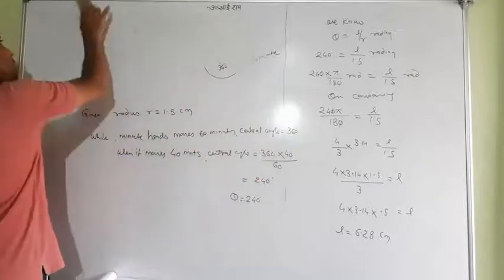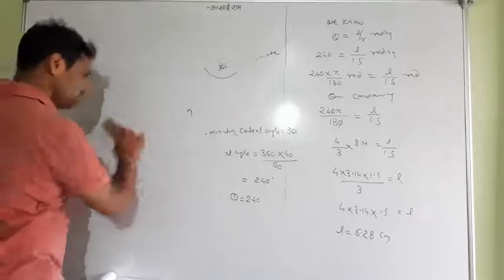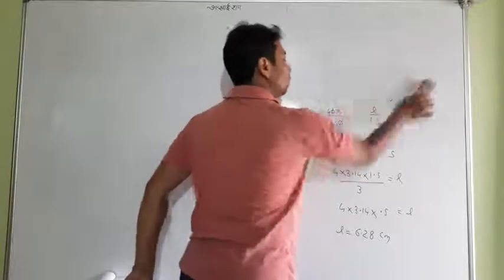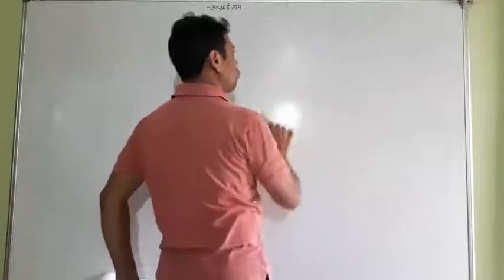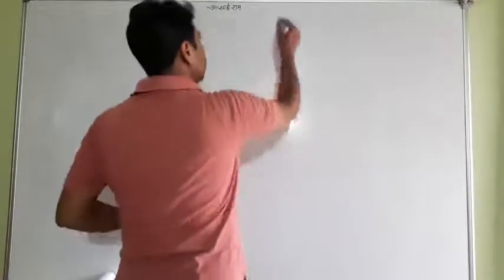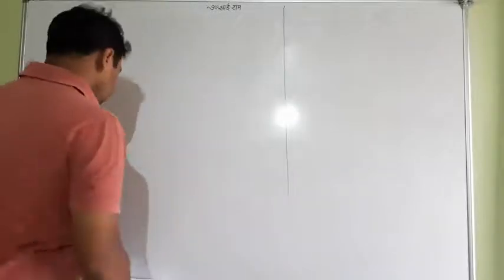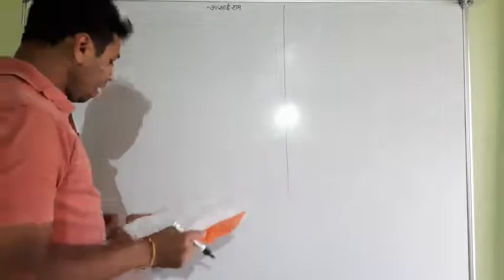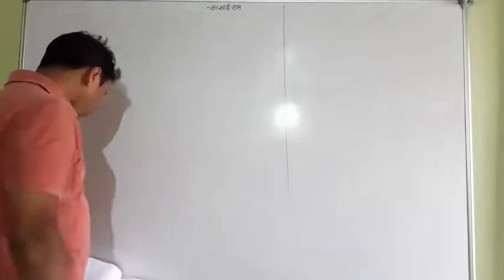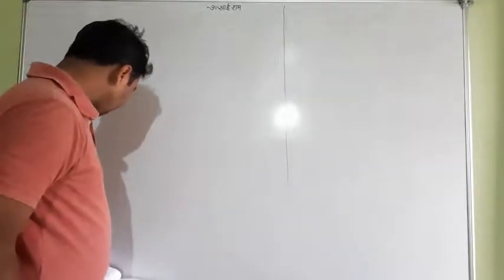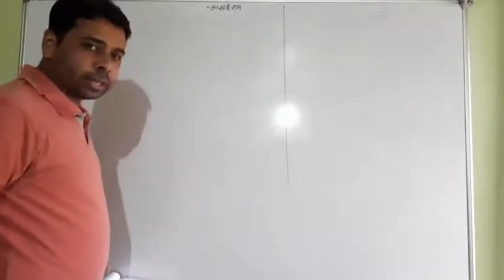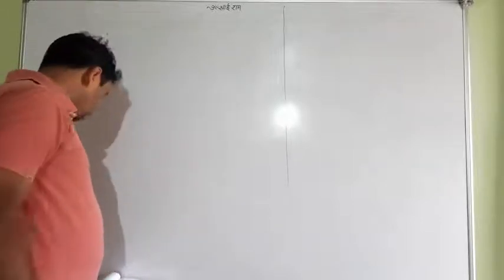So I'll move on to the next question, which is again an important question. Look at the last example also from my side only. The question is: if arcs of the same length in two circles subtend angles 65 and 110 degrees, what is the ratio of the radii?